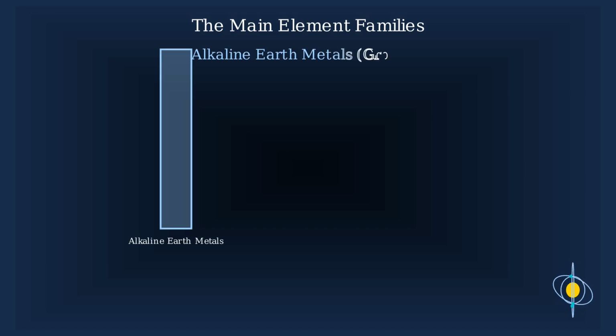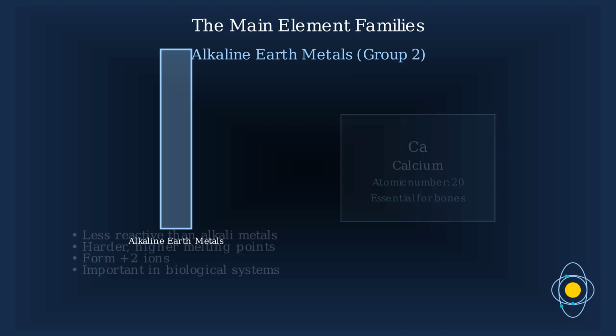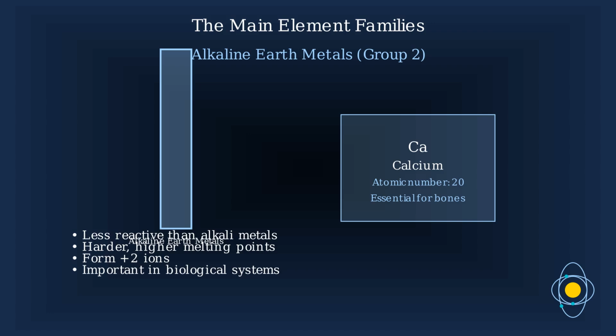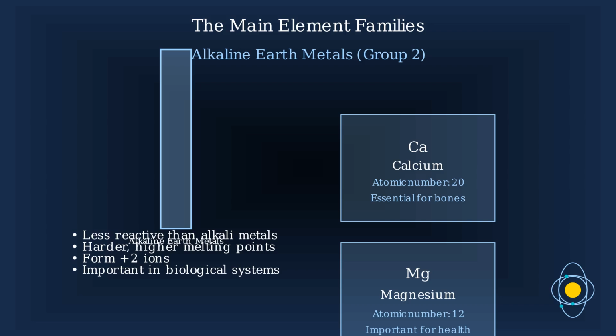Alkaline earth metals are found in Group 2 of the periodic table. These elements, including calcium and magnesium, are less reactive than alkali metals, but still quite reactive. Alkaline earth metals form +2 ions and have higher melting points than alkali metals. They're essential for biological systems. Calcium is crucial for bone formation and teeth. Magnesium is used in lightweight alloys, fireworks, and is essential for human health.